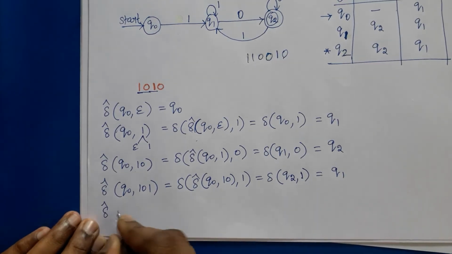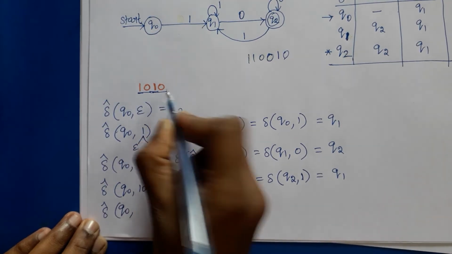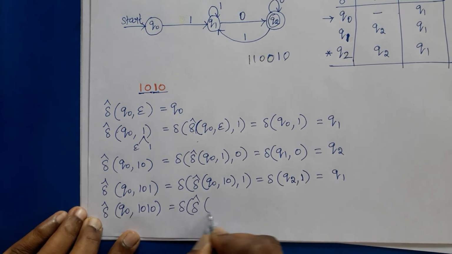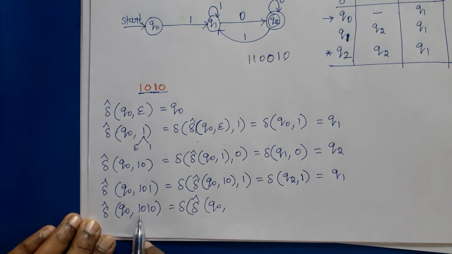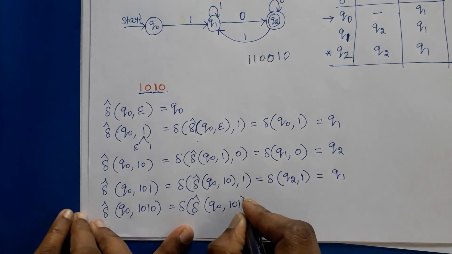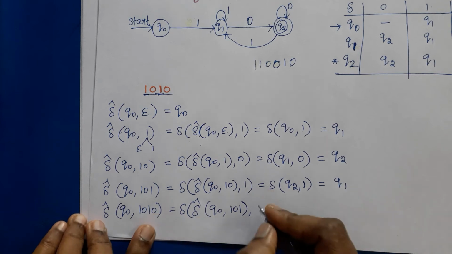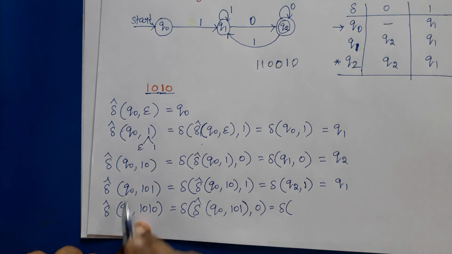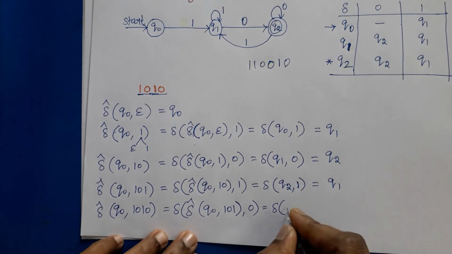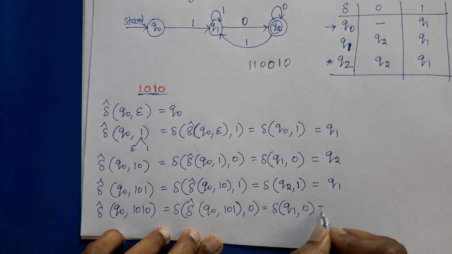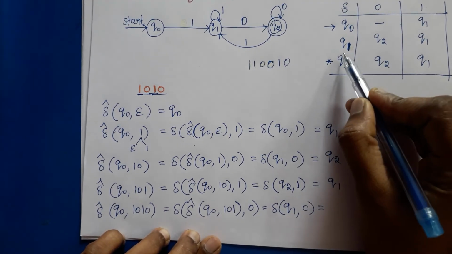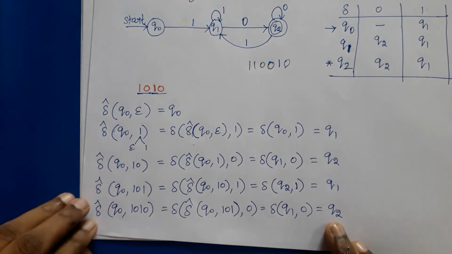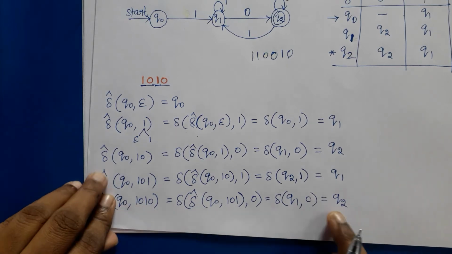Then for the final step we need to consider the full string 1 0 1 0. So now we have to write delta cap of q0 comma x, that is 1 0 1, then the last symbol is a, that is 0, is equal to delta cap of q0 comma 1 0 1 is q1. So q1 comma 0. Delta of q1 comma 0 is q2. Okay, so delta cap of q0 comma w is q2.